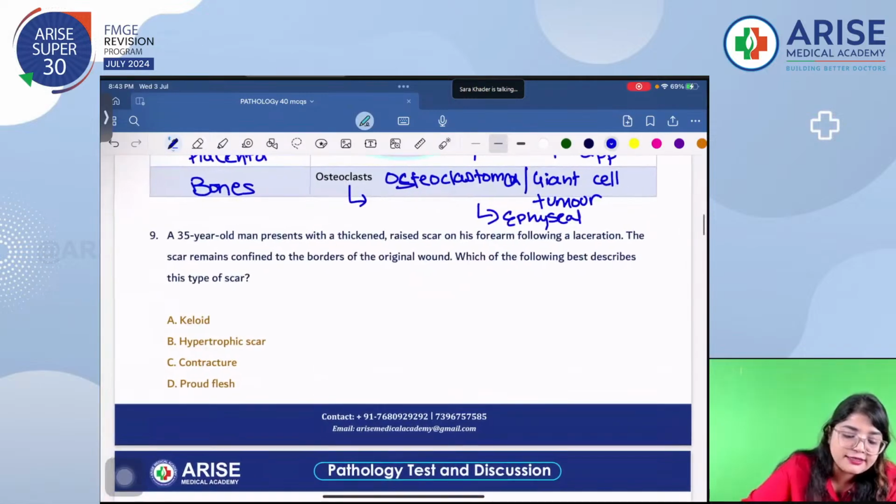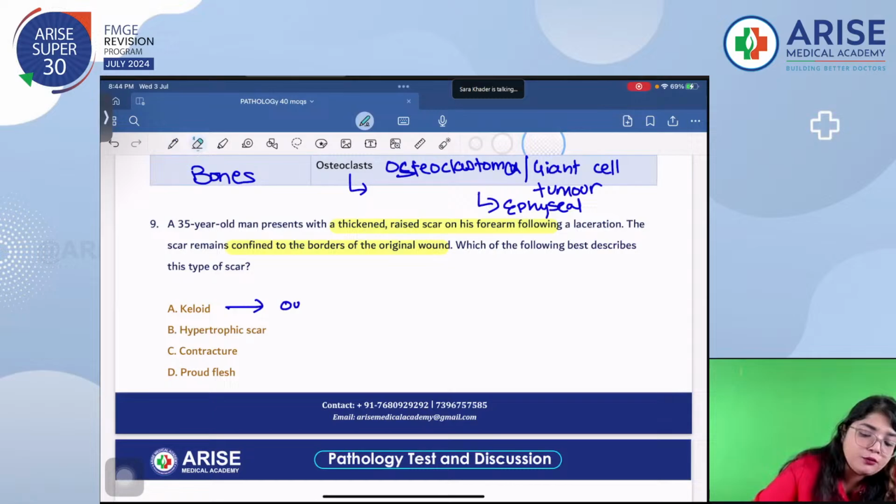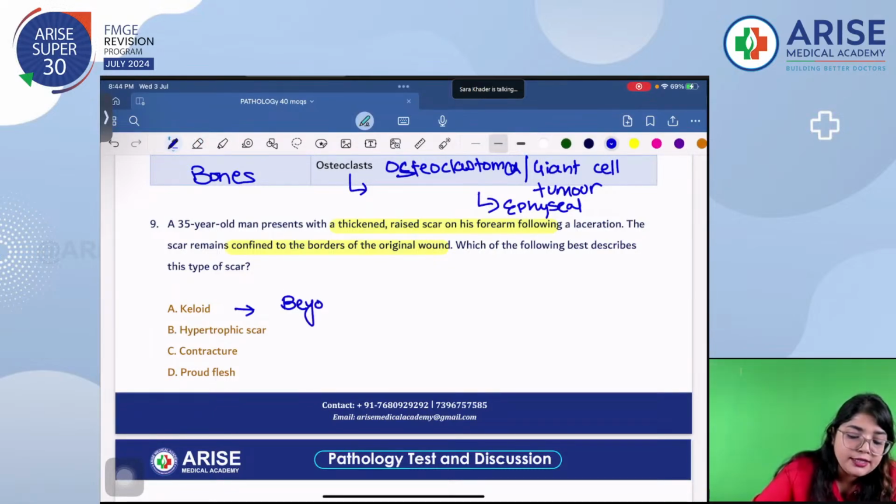Chalo, let's look at the next question. A 35-year-old with a thickened raised scar on the forearm, but the scar remains confined to the borders of the original wound. Which of the following best describes this scar? Can anybody tell me? Manoj, Bhavna, Stuti, Sindhuja, very good. So keloid is out beyond the wound margins. Remember, keloid is beyond the wound margins.